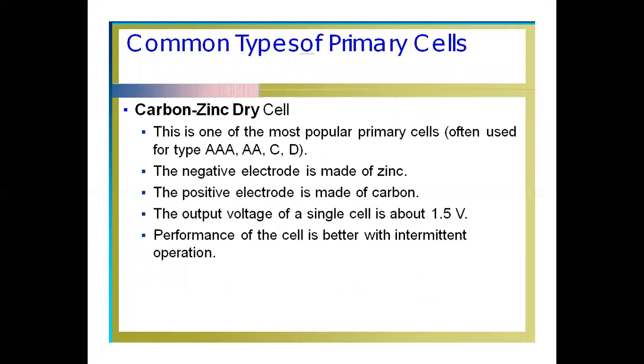Let us first discuss the carbon zinc dry cell. It is one of the most popular primary cells, often used for types AAA, A, C and D. The negative electrode is made of zinc and the positive electrode is made of carbon, and that's why its name is carbon zinc dry cell. The output voltage of a single cell is about 1.5 volt. The performance of the cell is better with intermittent operation.